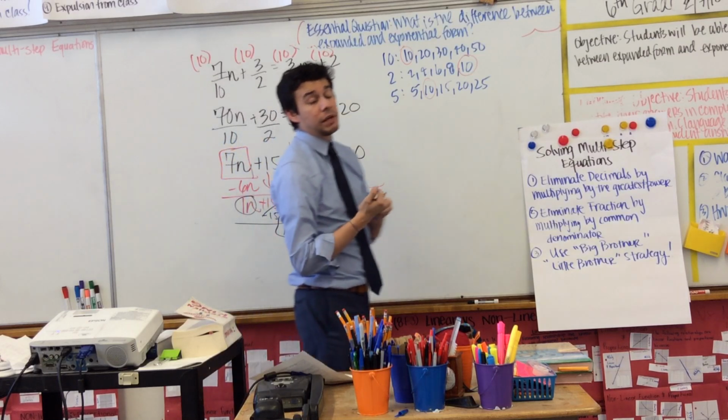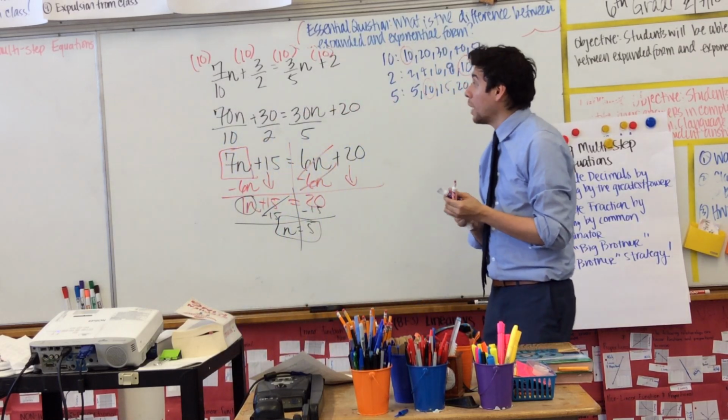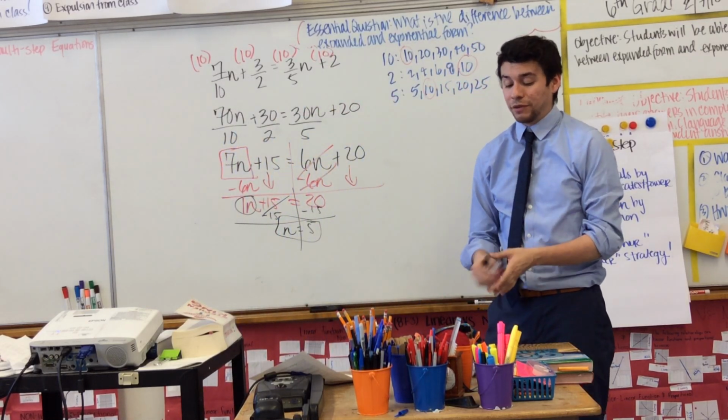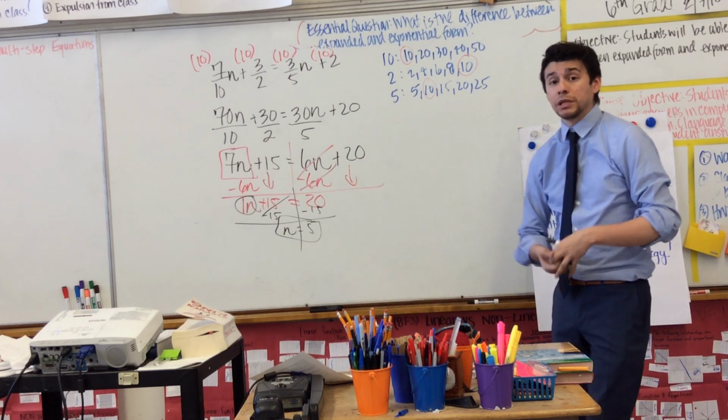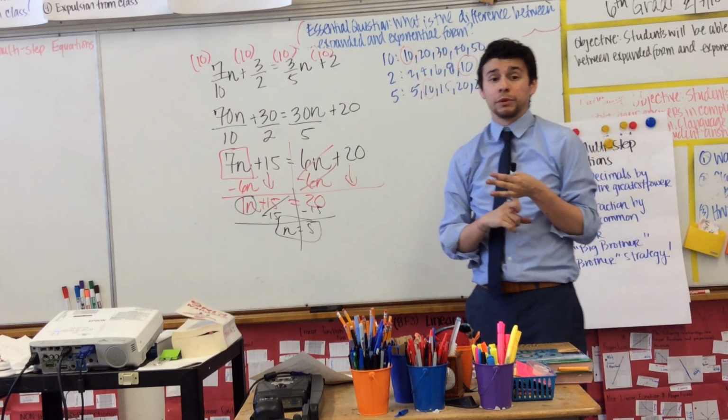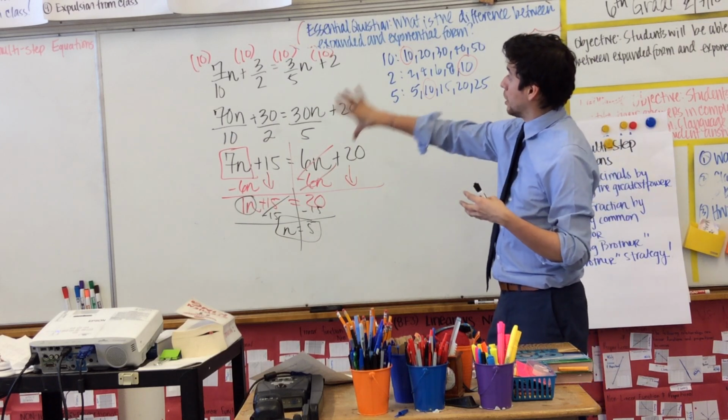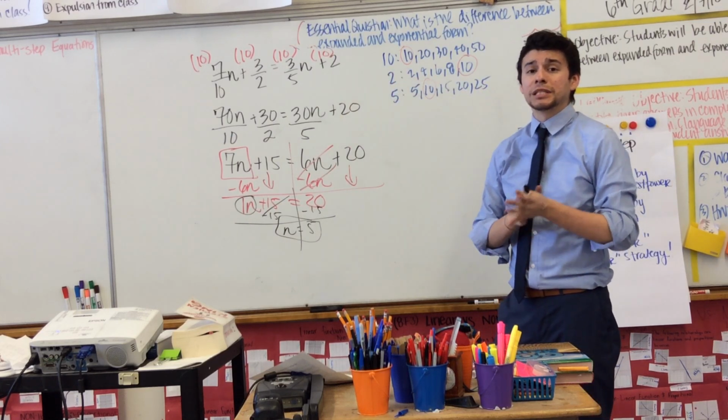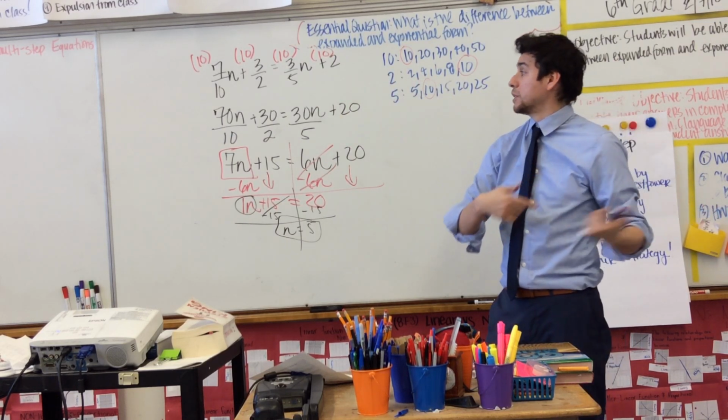And that's how you solve a multi-step equation with fractions that have unlike denominators. The first step you do is you have to figure out the least common multiple. After you figure it out, multiply all the terms. And it just becomes the same way we did it on the previous video.